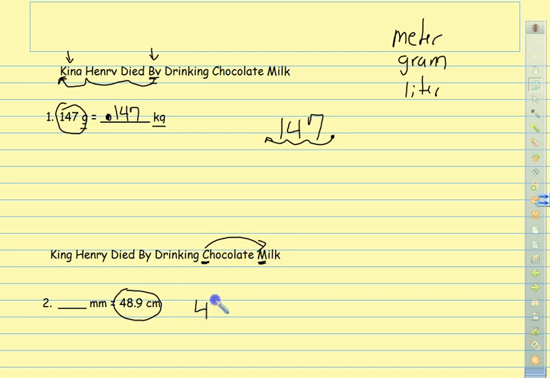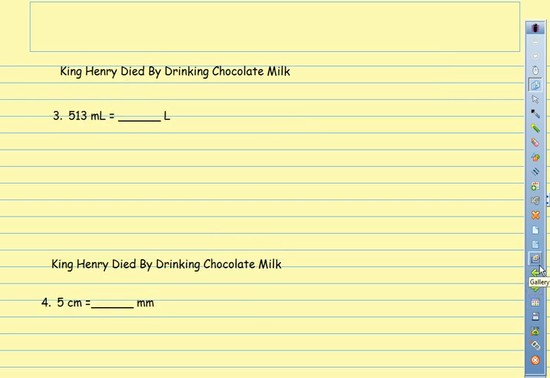So our 48.9, we're moving one place to the right. So we're going to move it over one place, and now our answer is 489 millimeters. Again, we have more millimeters because there's smaller units. Okay, so we have to have more of them than what our centimeters are. Let's go ahead and look at the next one. Go ahead and do number 3. So go ahead and hit pause.